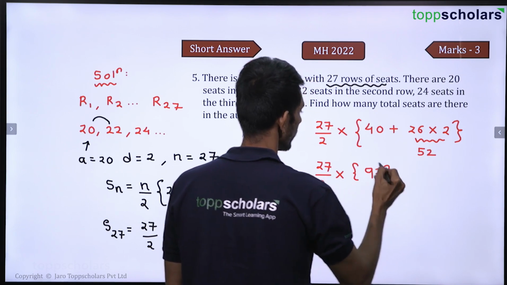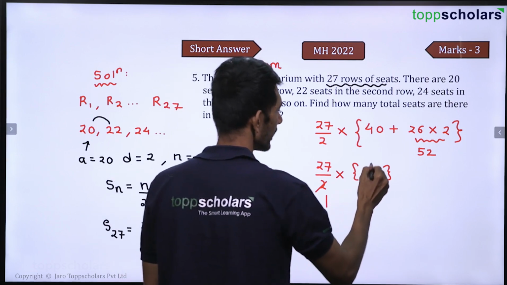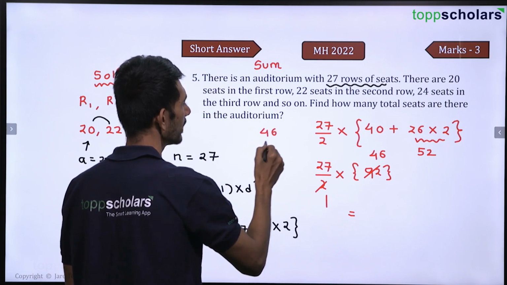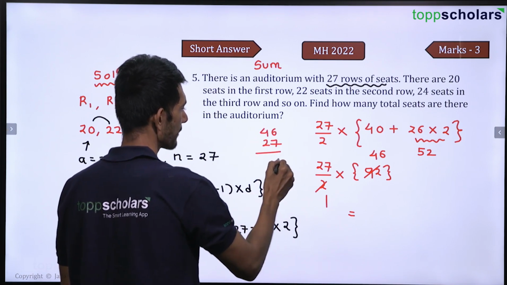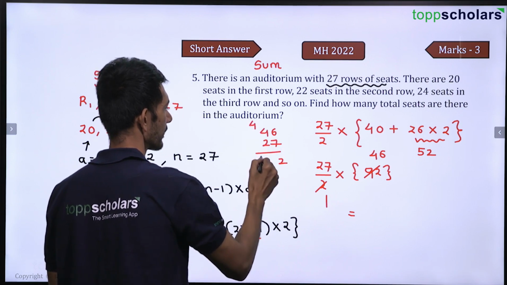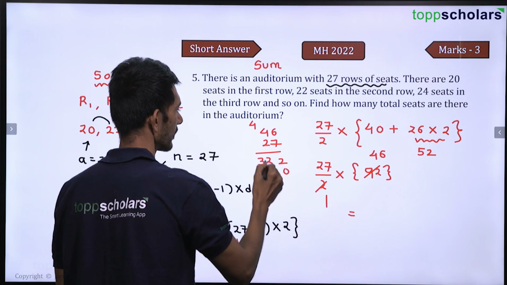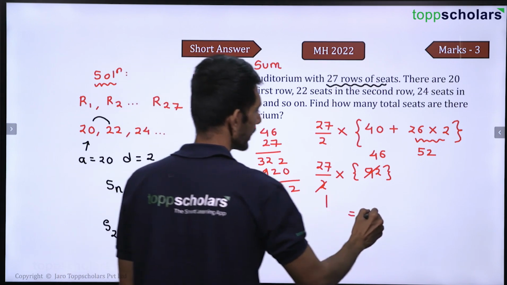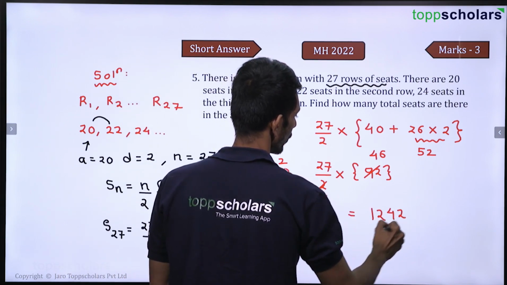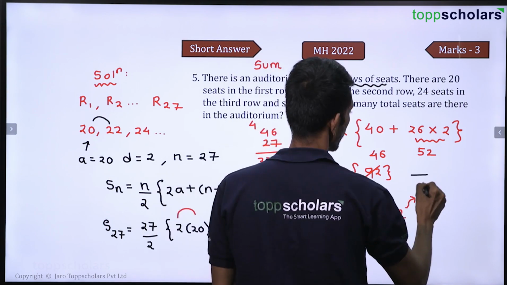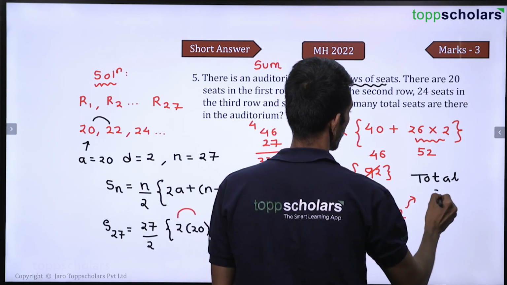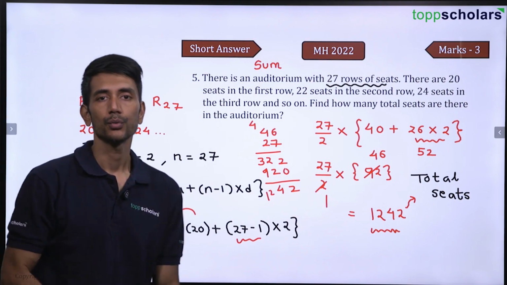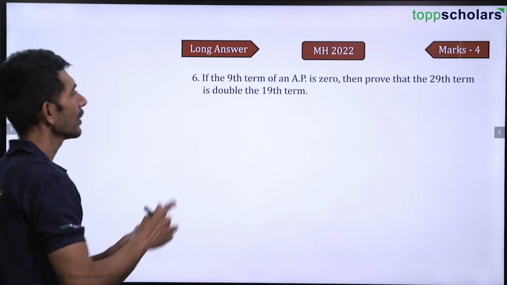So can I write down 92 here? So 2 ones are 2 and 2 46 are 46. So finally all you need to do is multiply 46 and 27, right? That gives you 1242. So the total number of seats in the auditorium are 1242. Easy.